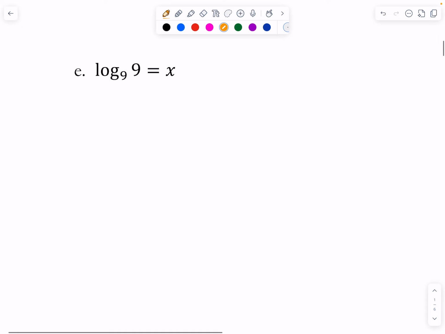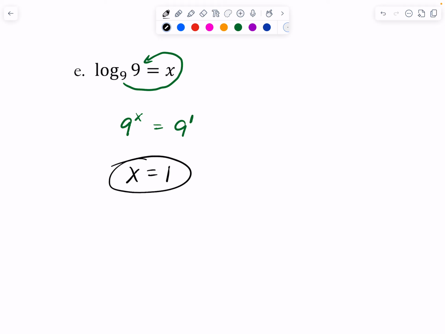Okay, let's go to the next one here. I'm going to do this base of 9 to the power of x equals 9. That's really 9 to the first power if there's nothing there. And just like the last one, if the bases are the same, I can drop the bases and set the exponents equal to each other. So x is equal to 1.